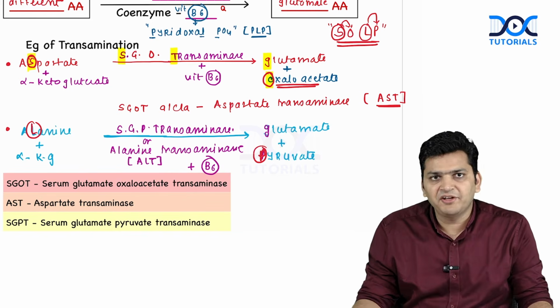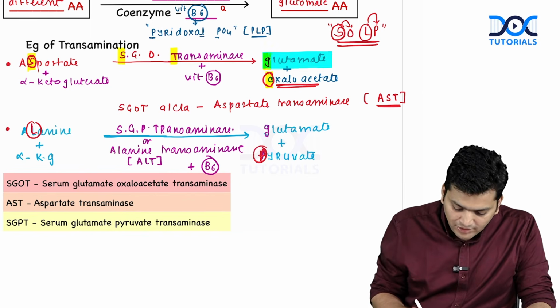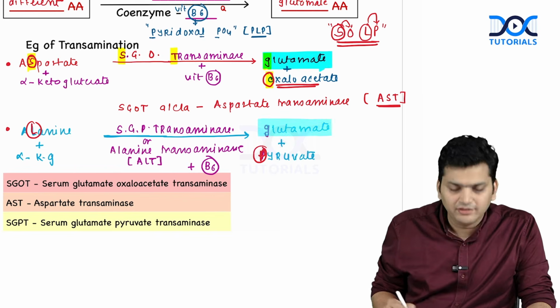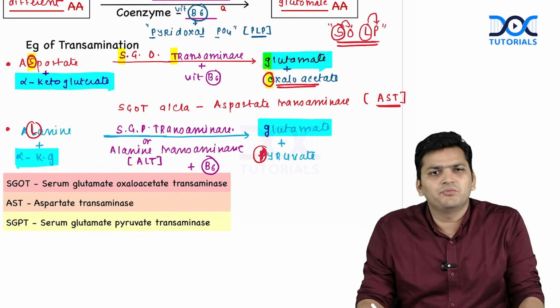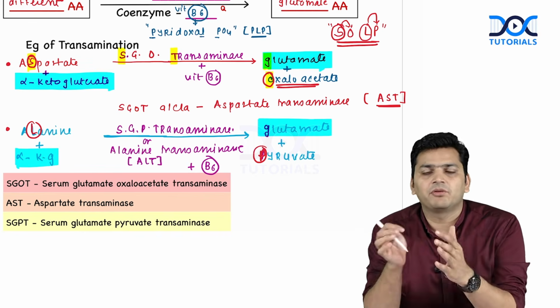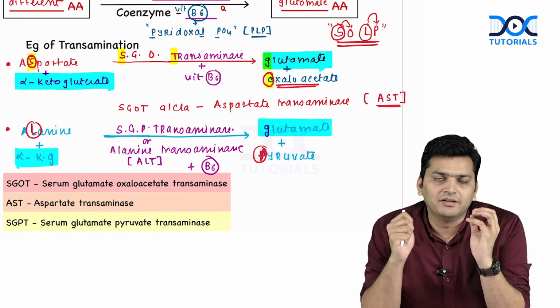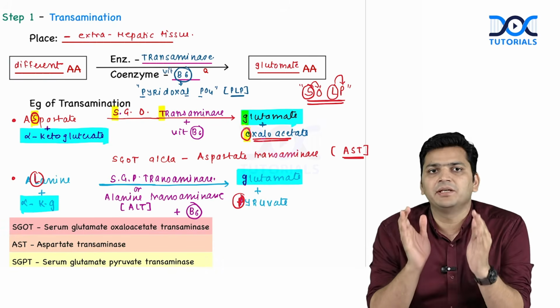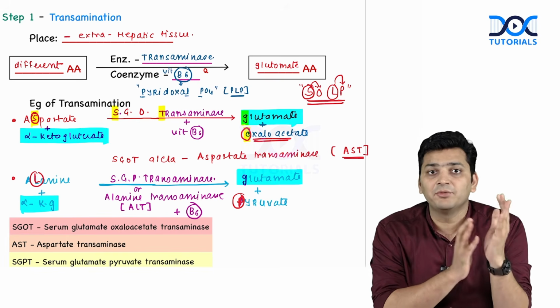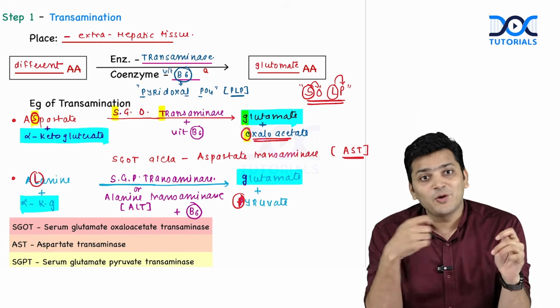Because the product is fixed. See, in these reactions, this part is fixed. The glutamate is fixed in all the transaminations. In fact, the co-substrate is also fixed, alpha ketoglutarate. So we don't have to remember them. We just have to remember the substrate and the byproduct, and we will remember them with the help of the mnemonic SOLP. So what is transamination? Transamination is basically converting different amino acids into glutamate. And can you answer me why?